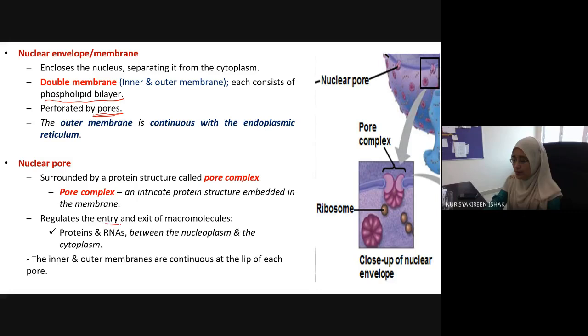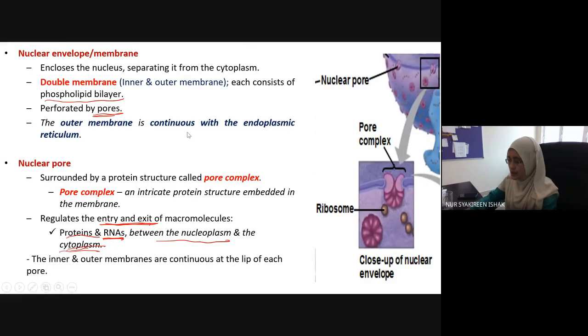The pores regulate entry and exit of macromolecules in and out of the nucleus. So it controls proteins to enter into the nucleus, and RNA to exit the nucleus, for example. It regulates the entry and exit of macromolecules between the nucleoplasm and the cytoplasm. Nucleoplasm is the fluid within the nucleus, macam cytoplasm dalam sel, tapi kalau nucleoplasm dalam nucleus.